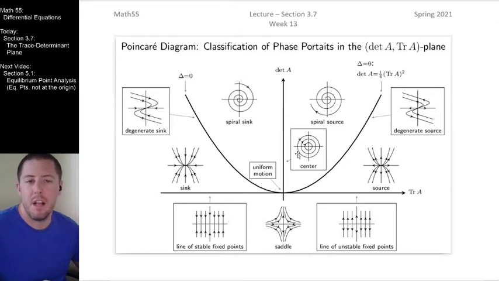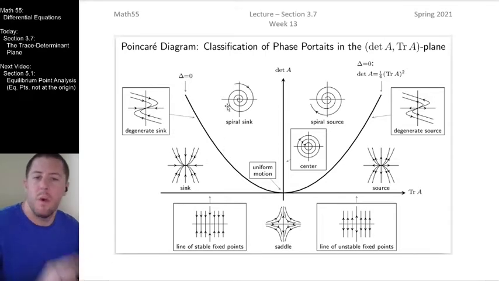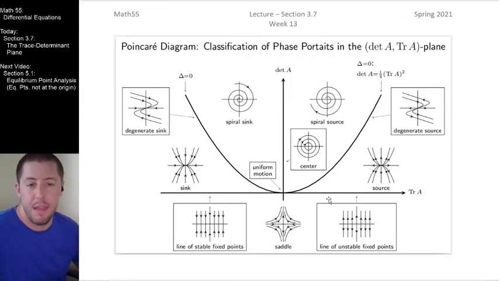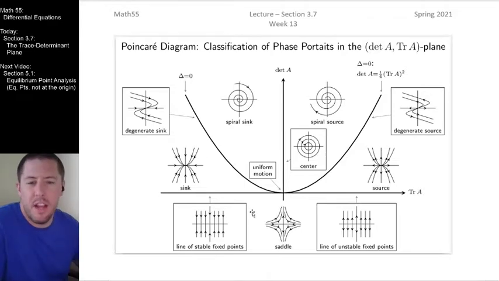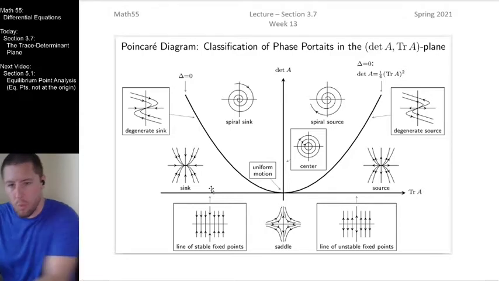Above the parabola is all of our complex stuff. Underneath the parabola is all of our real stuff. Our negative trace values lead us to sink type behavior. Our positive trace values lead us to our source type behavior. The entire bottom half is all of our saddles. The only thing that's slightly confusing about this is that I feel like they label these things like the line of stable and unstable fixed points on the bottom half, but there are really these little arrows that are pointing at the axis lines right there.